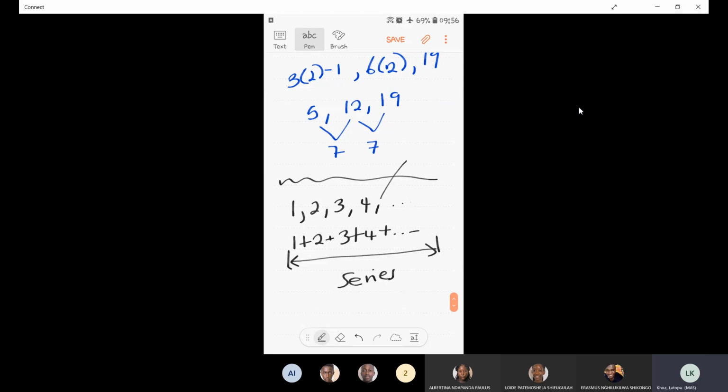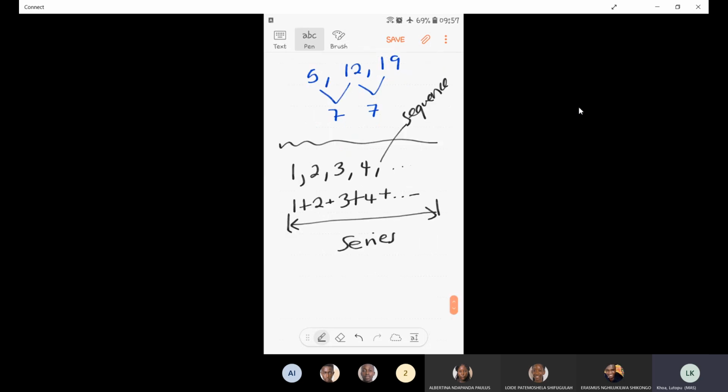So the first one, where you're separating the terms with a comma, is a sequence. And then the sum of all the terms in your sequence is called a series. Okay, so sequence, you're just listing the numbers. Series, you are adding the numbers.